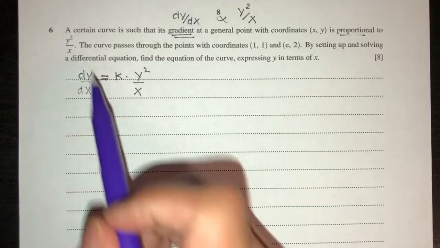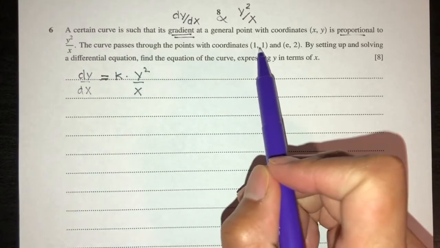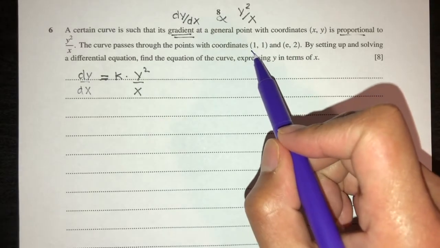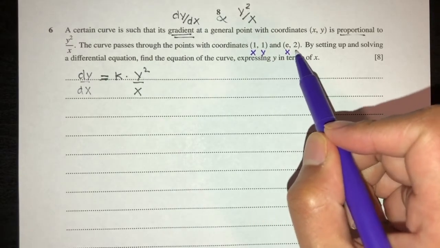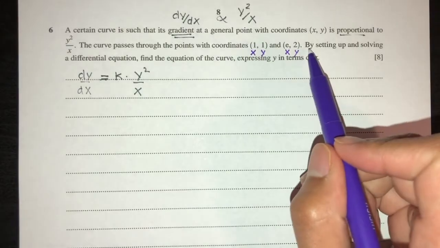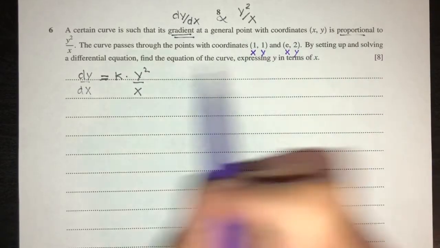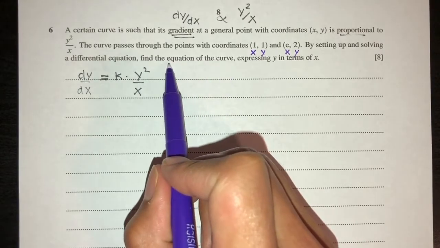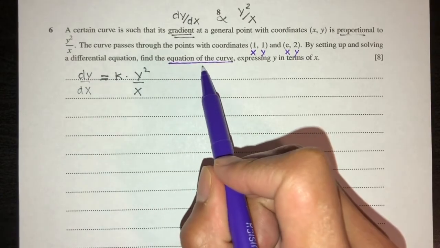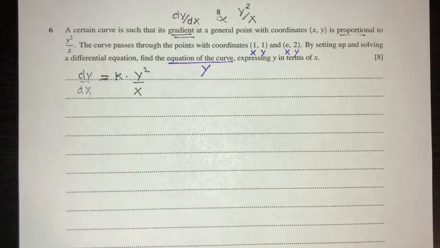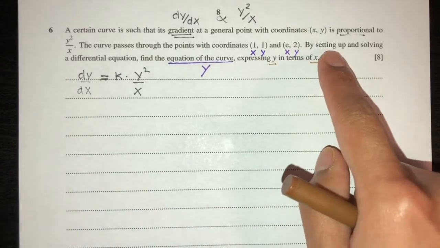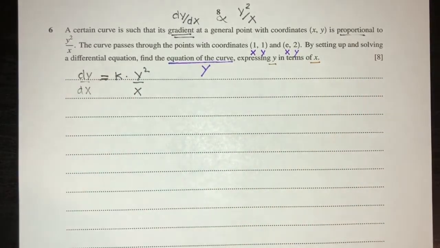Next, the curve passes through 2 points, (1, 1) and (e, 2). So these two are passing points, with x and y. Now by setting up and solving a differential equation, find the equation of the curve. It is basically to find the value of y, and finally we have to express y in terms of x. Step by step, first we have to set up and solve a differential equation.